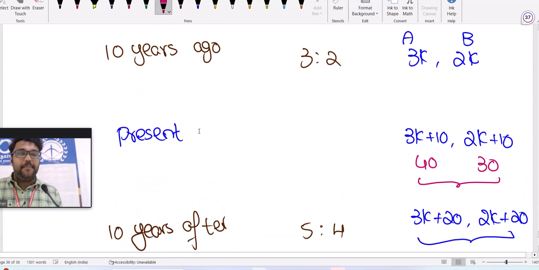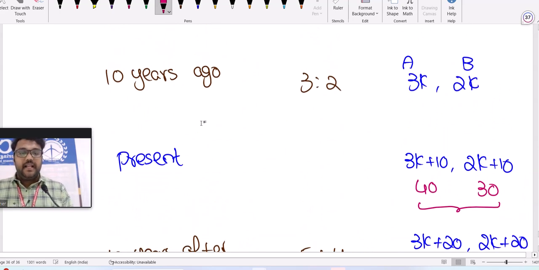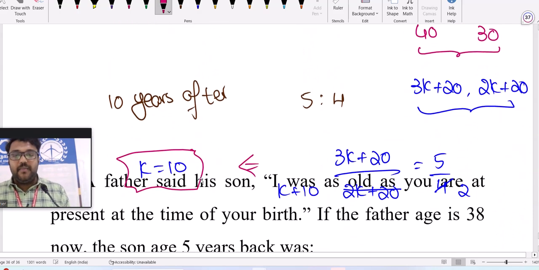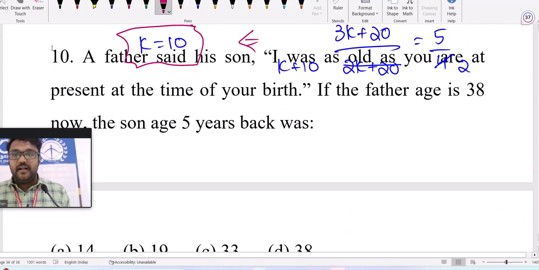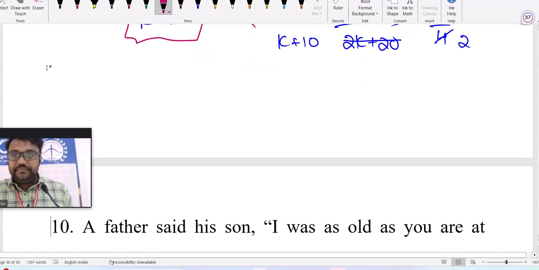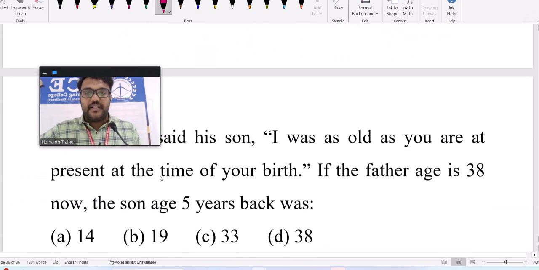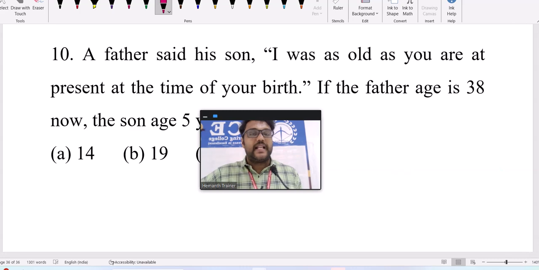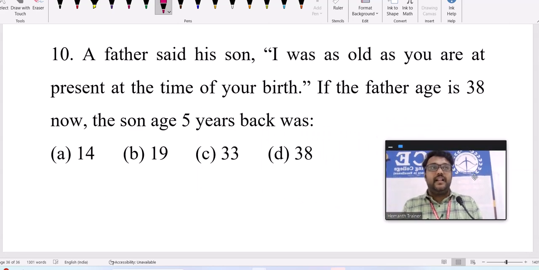Next question, very, very important. In every company, the same model is available, Tech Mahindra, or any company, any government sector job, or any textbook you refer, this question is definitely available. A father said to his son, I was as old as you are at the time of your birth. The only modification people are doing is instead of father said to his son, father said to her daughter, like that they are just changing one word.